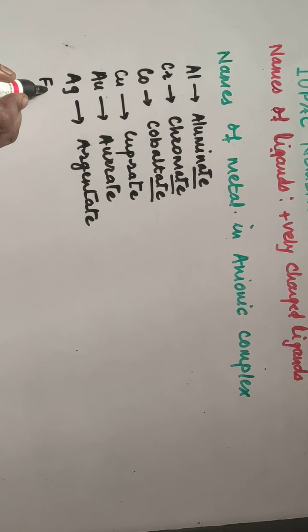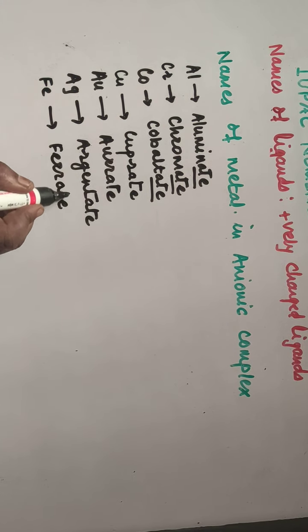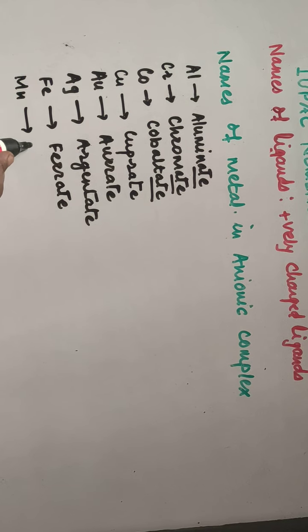Then we'll go for Fe, iron. Name of iron is ferrate. We are talking about anionic complex. In negatively charged ions, for every name of metal, you are supposed to add the suffix ATE there. Then we'll go for Mn, manganese, and it is your manganate.